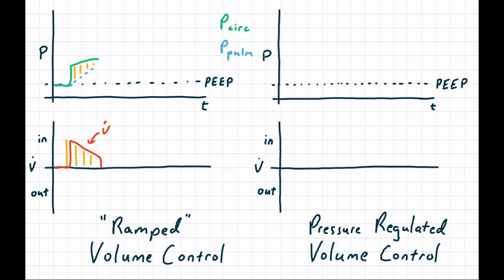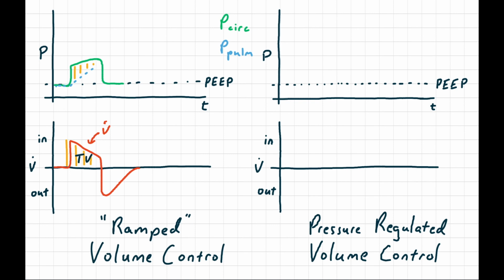Just like all of our modes, when it's time to cycle to expiration, the circuit pressure drops down to PEEP, and expiration proceeds just like in every other situation we've looked at so far. The advantage here is that with an inspiratory flow that ramps down, and therefore a much more flat circuit pressure curve, we gain the advantages of pressure control in terms of patient comfort, lower peak pressure, and higher mean airway pressure. And, just like in volume control, you as the operator are still setting this tidal volume, which is the area under the flow curve.